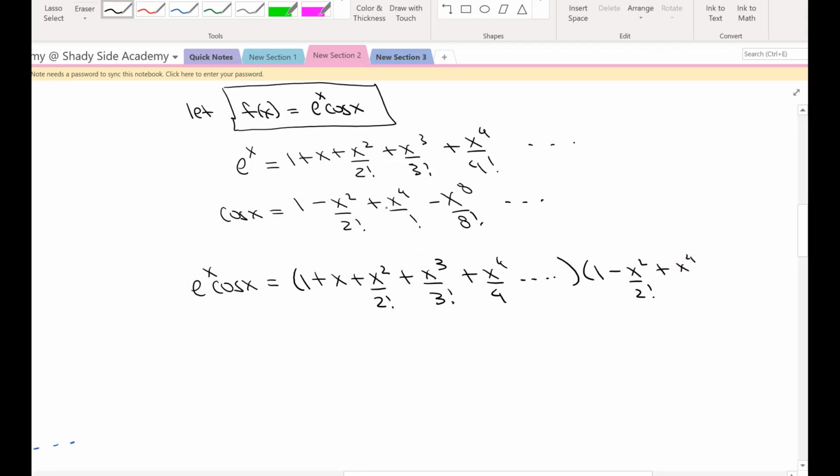I just noticed a typo over here. Goodness. It's x to the 4th over 4 factorial minus x to the, oh goodness, look what I did. I skipped over here too. Good gracious. x to the 6th over 6 factorial.